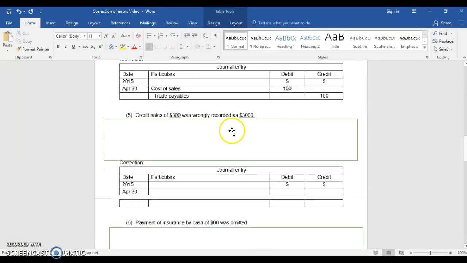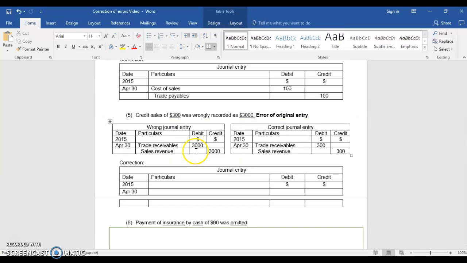The fifth one, credit sales of $300 was wrongly recorded as $3,000. Now, there's nothing wrong with the accounts here, but the issue is with the amounts. So this is what we call error of original entry. So what was wrong? We wrote too much. But we should have only $300, so we need to reduce these amounts. To reduce trade receivables by $2,700, we need to find the difference. We are going to credit trade receivables, and for sales revenue, we will debit sales revenue by $2,700.